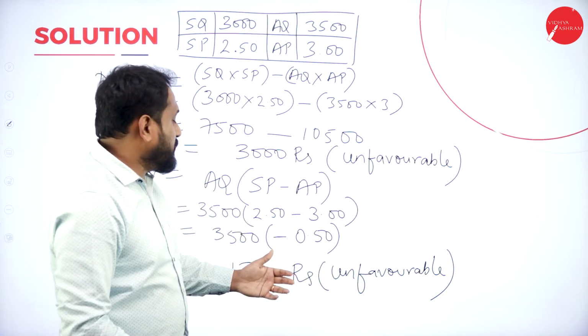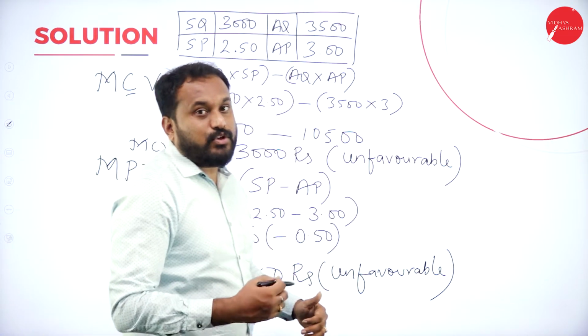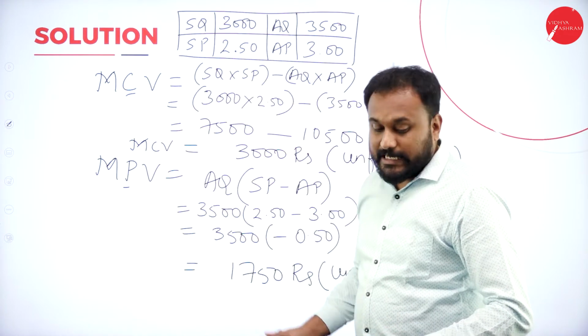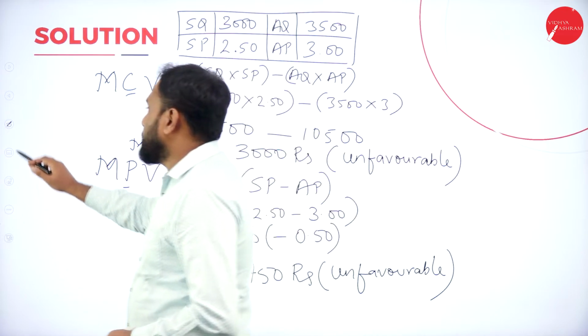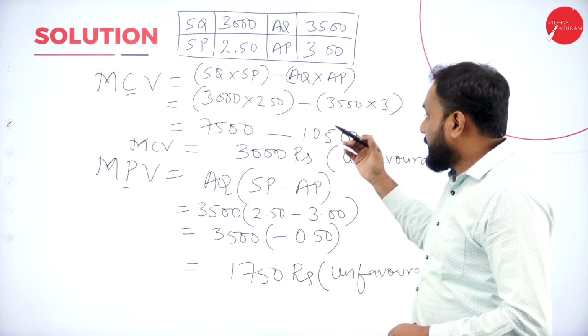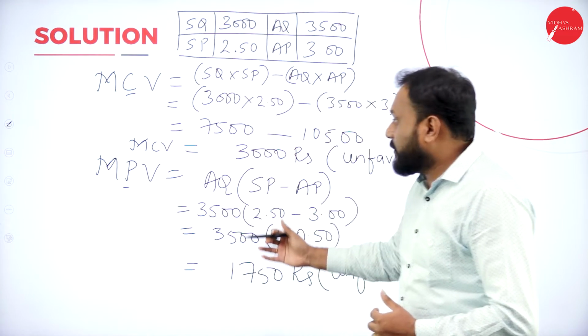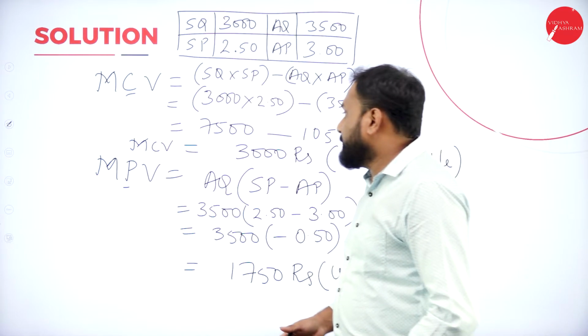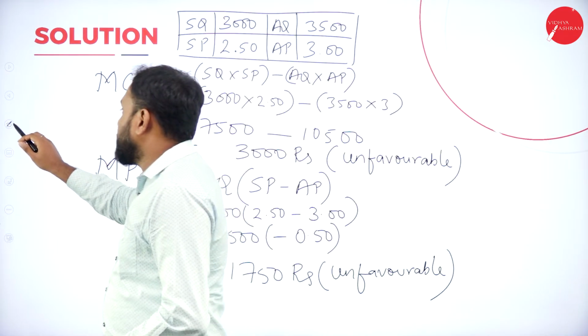That's why you are writing unfavorable. The last one is what you are supposed to go with, MUV. The same way MUV you are supposed to calculate. How exactly? I'll be telling you here. So we got MCV is equal to 3,000, and it is negative. Then we have MPV, that is 1750, again negative.